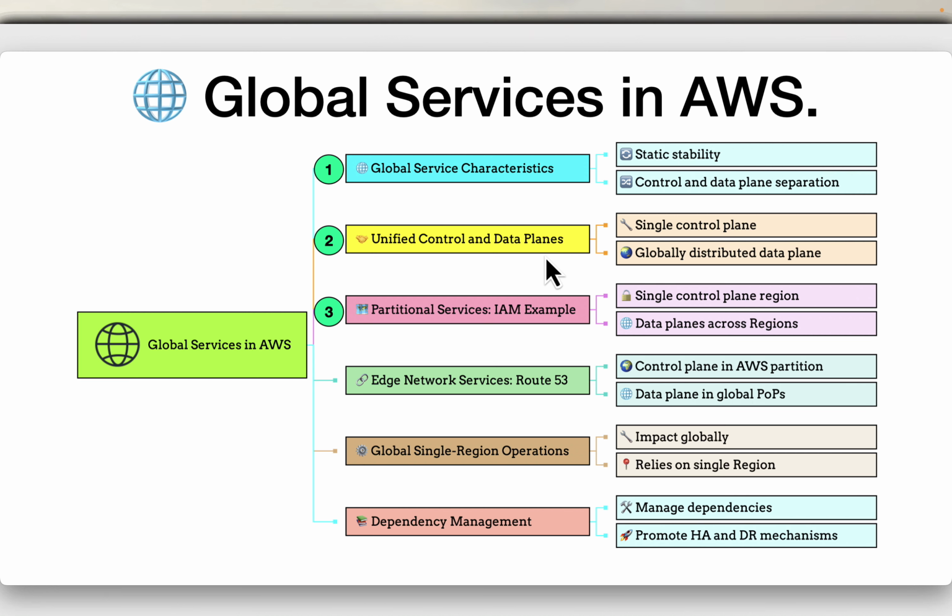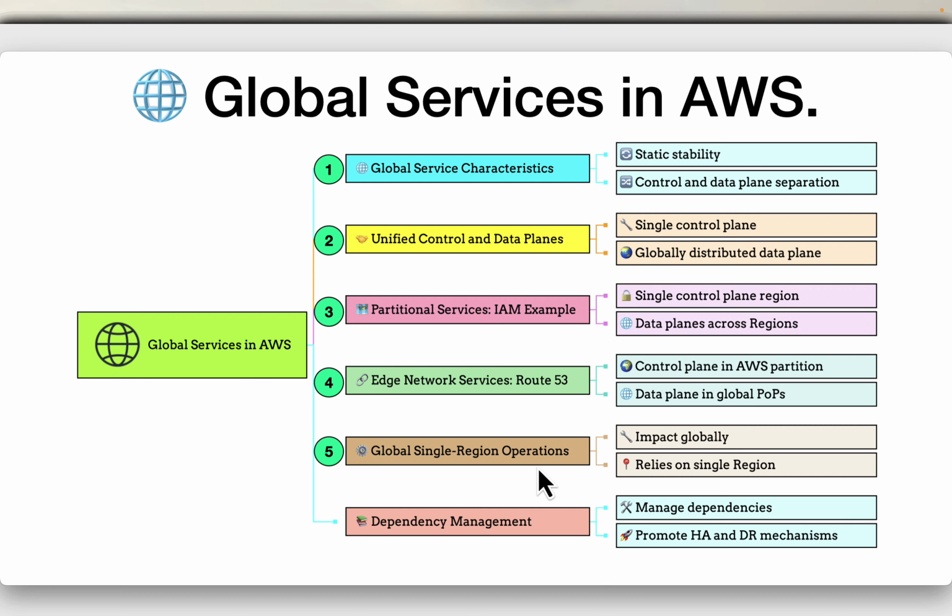Partitional services. Example, IAM, Identity and Access Management. Services like IAM have a single control plane in one AWS region, which is US East 1, with data planes distributed across all regions within a partition. Edge network services, Route 53. So the Route 53 control plane is in a specific AWS partition with data planes in global points of presence and AWS regions.